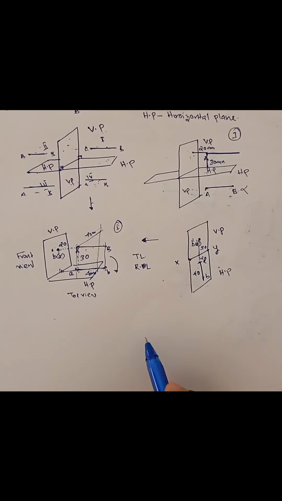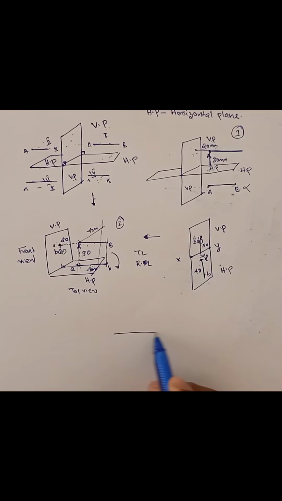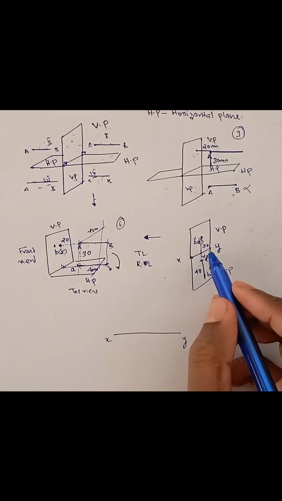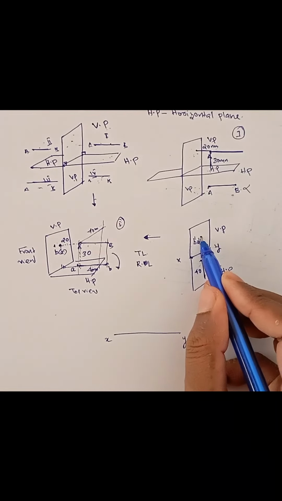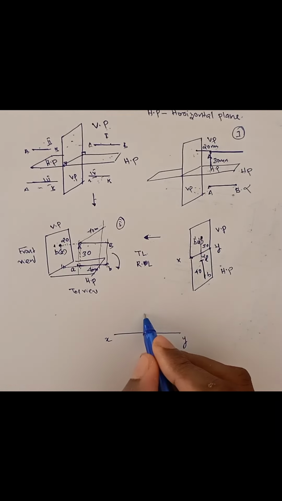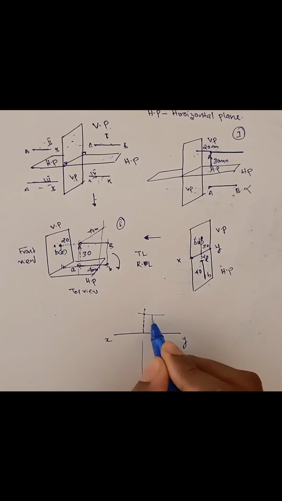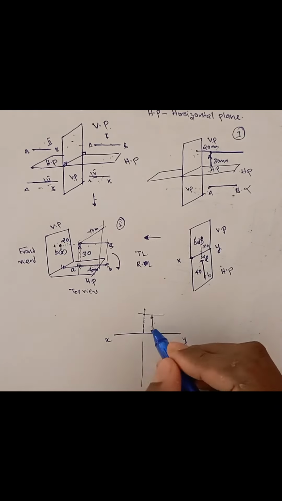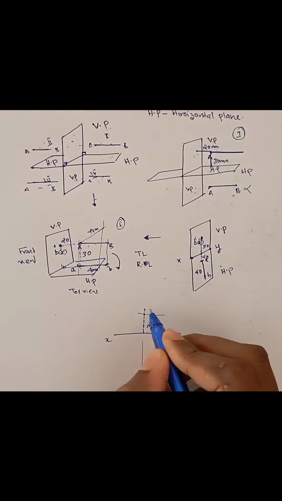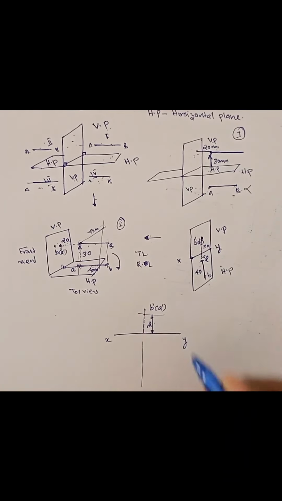So how to draw its projection? You have to draw the XY line. This is your XY line. First you have to mark this point, which is 30 mm. Using the scale, mark this 30 mm. You have to first find this point, 30 mm above HP. So this is your point b dash, and in the bracket a dash.